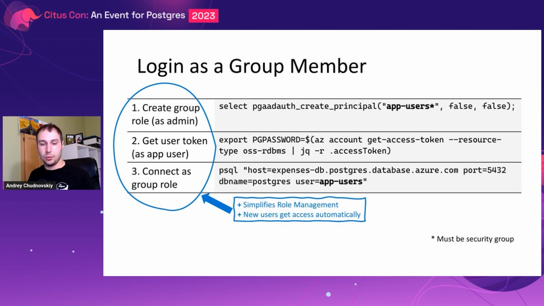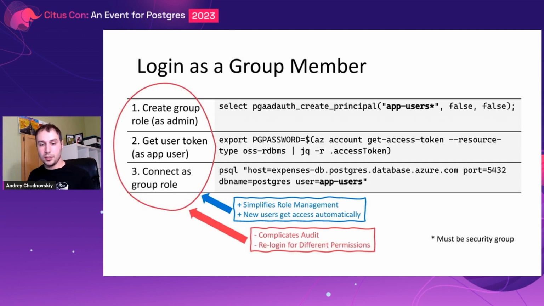You create the role and privileges in the database once, and once new users or applications are added to the Azure AD group, they immediately can access the database under the group role without the need to add any configuration on the flexible server. On the other side, it complicates your audit a little bit because the role which you see in the log line prefix would be the group role. And in order to extract the end user principal, you would need to join it with the login record, which has all the information.